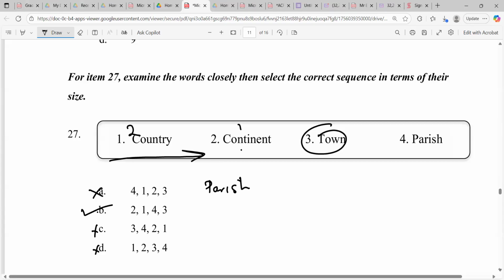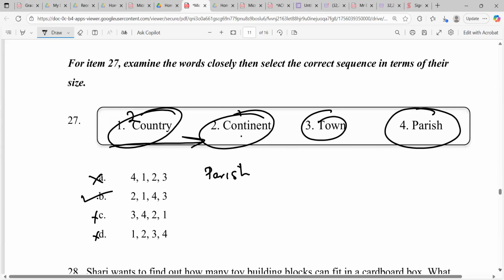Now, they didn't say, they just said by size, right? So it can either be from the largest to the smallest or from the smallest to the largest. In this case, because continent is first, that's the largest, right? And then of course you have the country and the parish. For example, if you're in Kingston, Kingston will be the parish. And the country, of course, will be Jamaica.